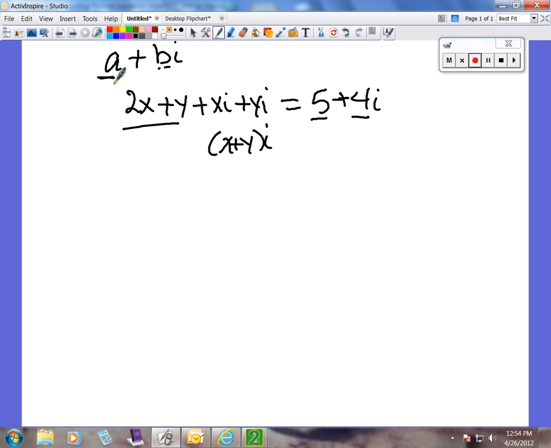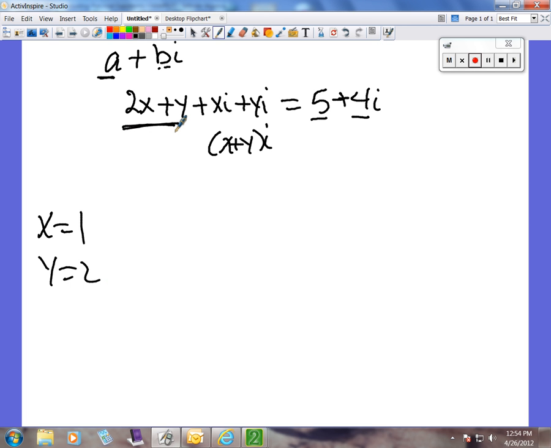Has anybody got an answer yet? What'd you get, Luke? X equals 1. What'd you get for y? Haven't got y yet. Well, let's see if that's right. So what do we set equal to get our two equations?